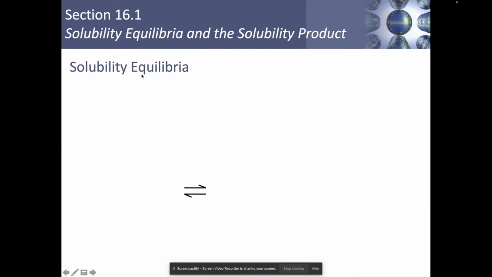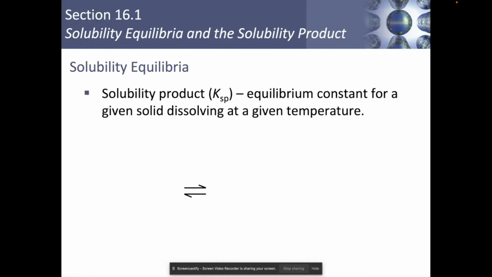Okay, so first things first, let's talk about solubility equilibria and the solubility product. There's one type of thing that we have not discussed yet, and that would be the solubility product. We've talked a lot about equilibrium and a lot about K value, right? So there's another form of a K value called a Ksp. The Ksp is the solubility product, and it is basically an equilibrium constant for a given solid dissolving in a liquid like water at a given temperature.